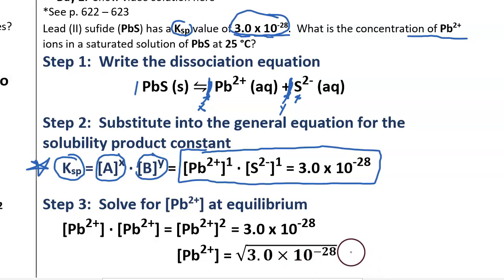The only thing left to do is to take a calculator and type that square root in and actually get the final answer. The result when you round it is 1.73 times 10 to the negative 14th power. This value is the concentration of lead ions that are created when the maximum amount possible of lead sulfide is dissolved in water at a temperature of 25 degrees Celsius.